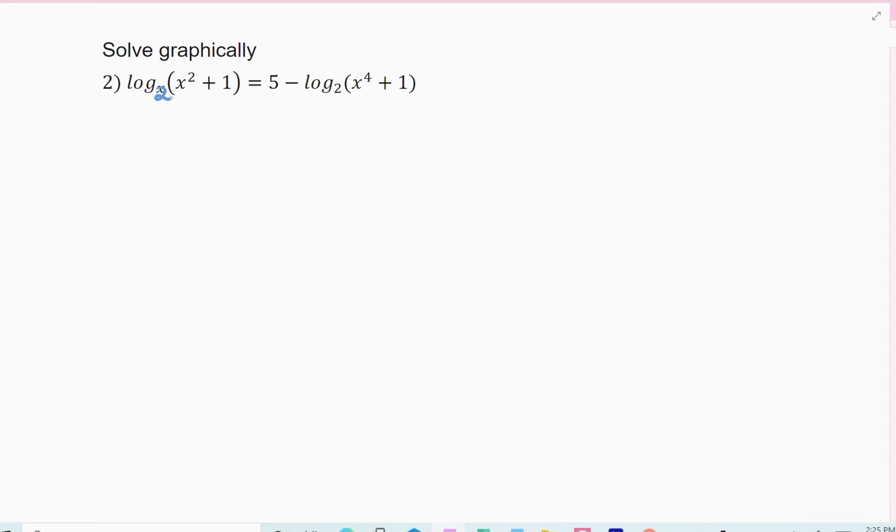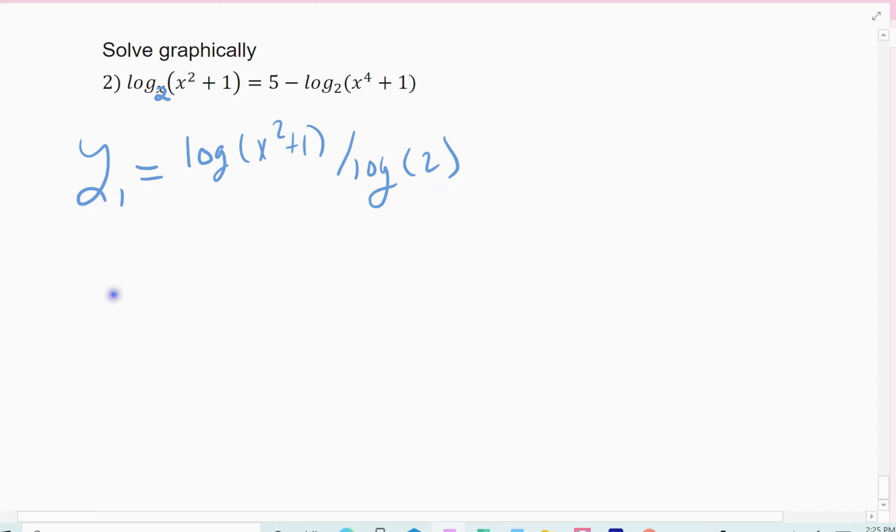So it should have been log base 2 of x squared plus 1 equals 5 minus log base 2. And so I'm going to do the same thing. I'm going to graph both sides. So on the first side, when I type it in, it's going to be the log of x squared plus 1 divided by the log of 2. In the second one, I have a 5, so don't forget the 5.